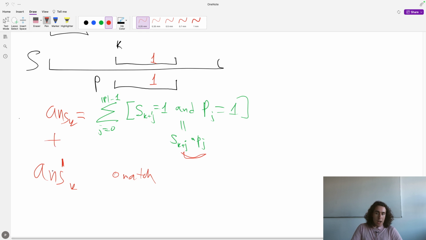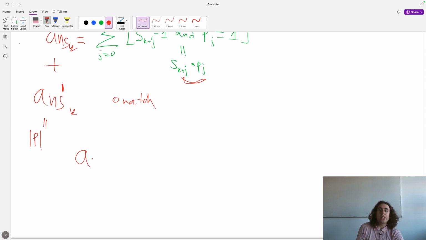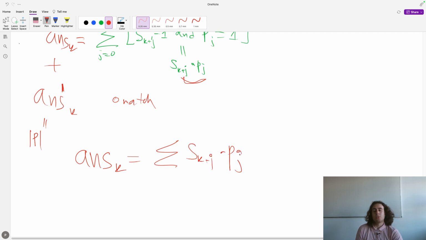And if we add them up, and if this value is equal to the length of the pattern, it means that every character matches. So for every character, it's either 0, 0 or 1, 1. The only problem is we need to compute this weird convolution. So where answer K is equal to the sum of S K plus J times Pj. So instead of all pairs that sum up to K, we take all pairs where their difference is K. This is very simple to do.